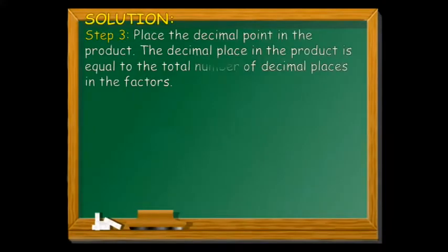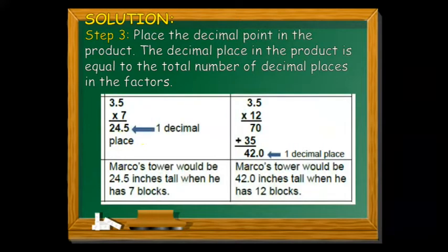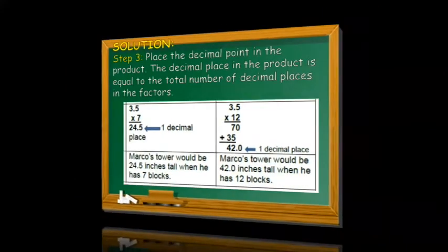So solution. Place the decimal point in the product. The decimal places in the product is equal to the total number of decimals in the factors. So, kagaya kanina, one decimal place: 24.5 and the other one is 42.0. So the first tower, Marco's tower, would be 24.5 inches tall sa 7 blocks. And then kay Marco naman sa kabilang tower would be 42.0 inches sa 12 blocks niya. Okay? So we will just multiply then. Let's have another example.